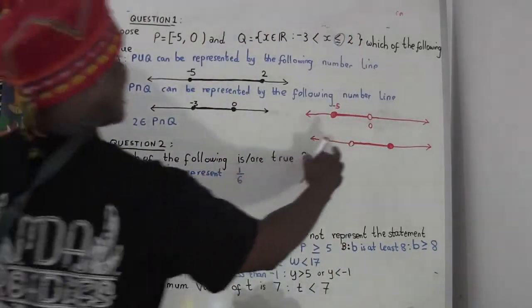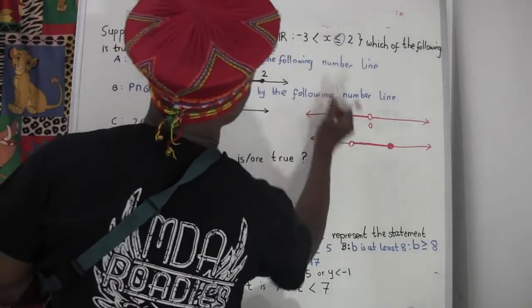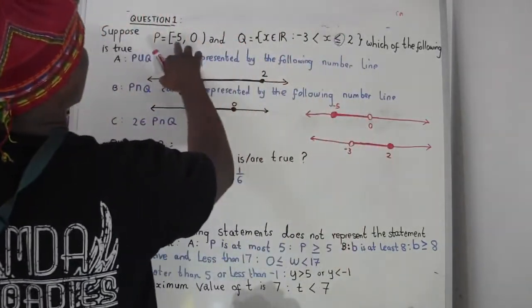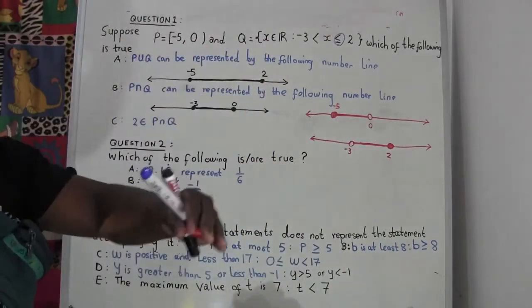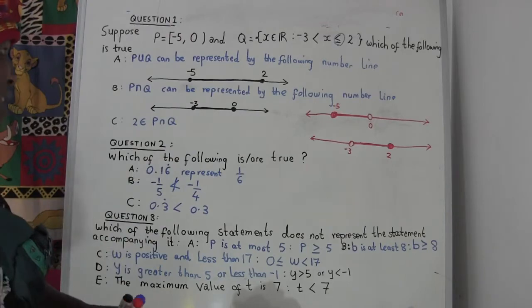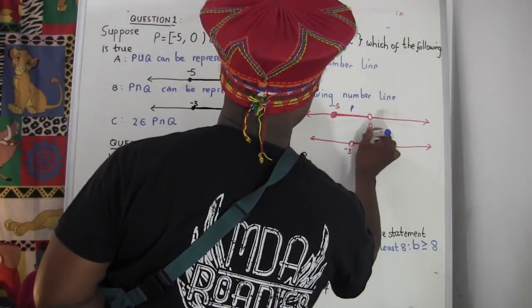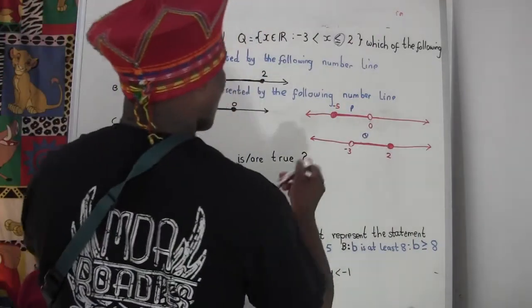Okay, so this represents that, and this represents that. This one starts from -3 and goes all the way to 2, and this one starts from -5 to 0. So if you unite, it means take them and put them together. You know what I'm saying? Because this represents P, and this represents Q. So unite means join them together, and if we join them together, this is what we're going to get.